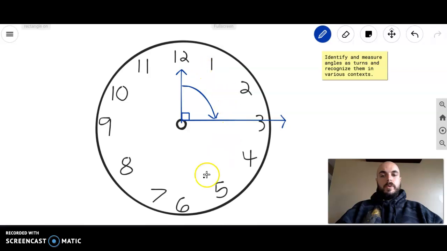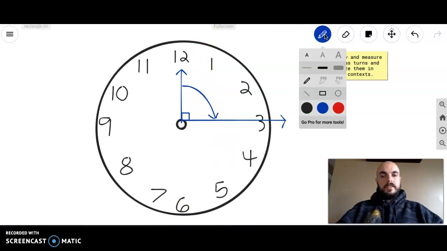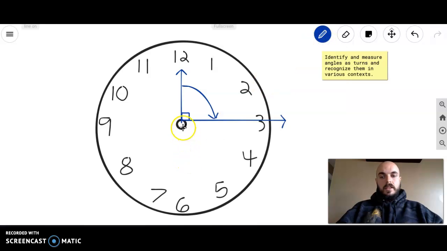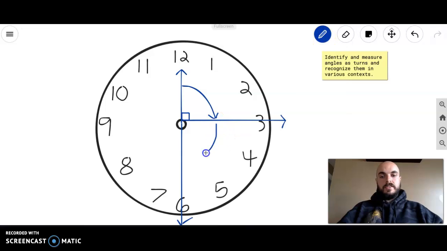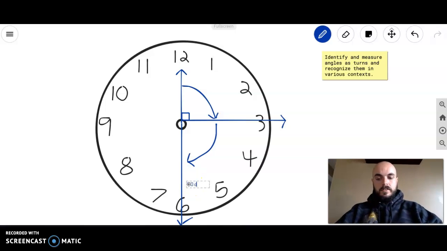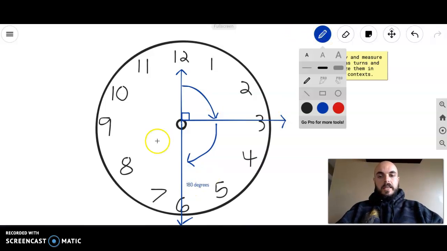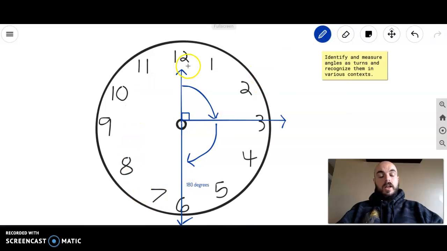And it can go all the way down to 180 degrees here. Let's draw that in. Let's say we move to the 6. This now makes 180 degrees. And it keeps going all the way around the clock till it's back to its spot and is at 360 degrees. This is just a really good example of how to identify and measure angles as you see them in different contexts.